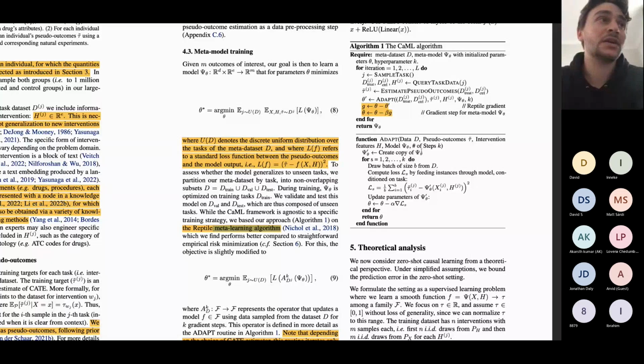But actually what they're doing here is they take the model, they sample an intervention data set, they copy the weights, and they train that model on the intervention data set.